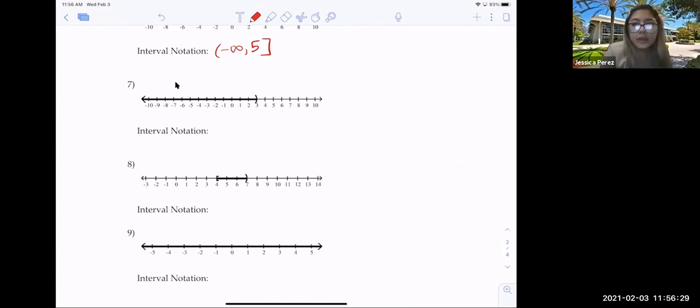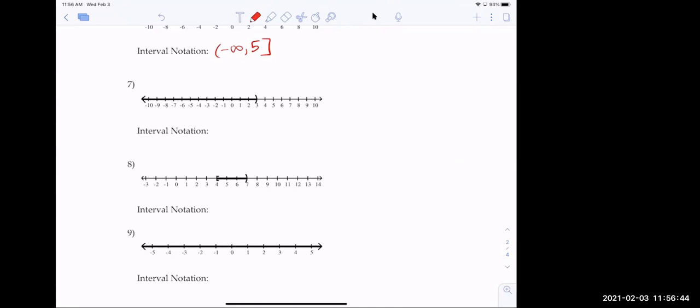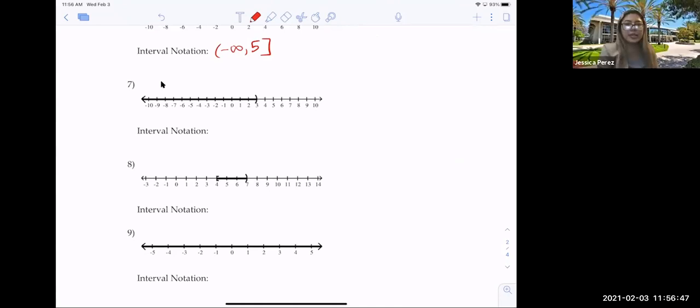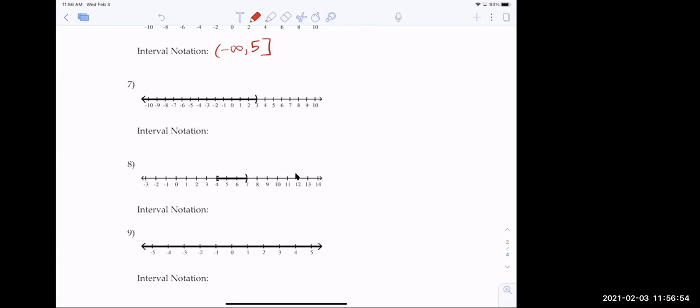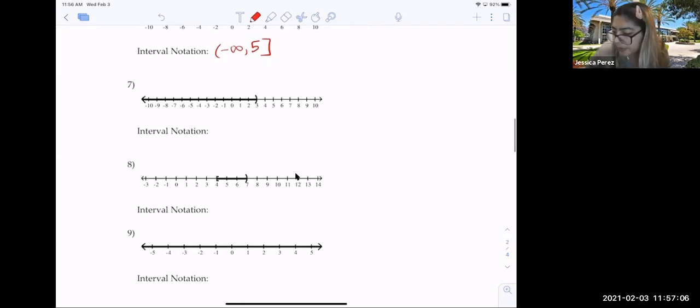I'm gonna go ahead and call on, let me see, who should I call on? Let me look for Reina Salcido. Reina, are you in here? Yes. So go ahead and let me know your process. It's negative infinity with the parentheses, and then comma 3, and then end parentheses. Perfect. And your inequality is what? X less than 3. Exactly.